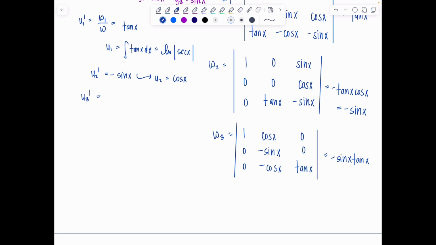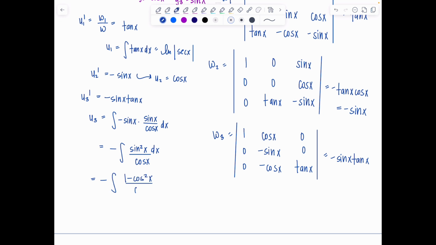u3 prime is negative sine x tan x. So u3 is the integral of negative sine x times tan x. I'll write tan x as sine x over cosine x, and you might feel a wee bit stuck. No u-sub is working out right now. You go, oh, shucks. So negative sine squared x dx over cosine x. And then let's just replace sine squared with 1 minus cosine squared. You know, like what else can one do in such a situation? They've given me no choice.